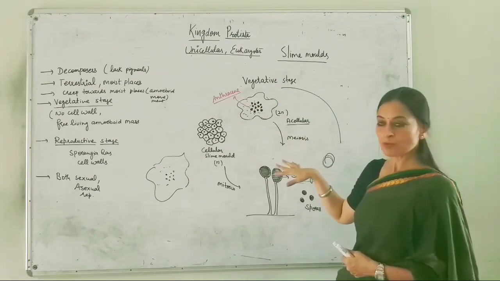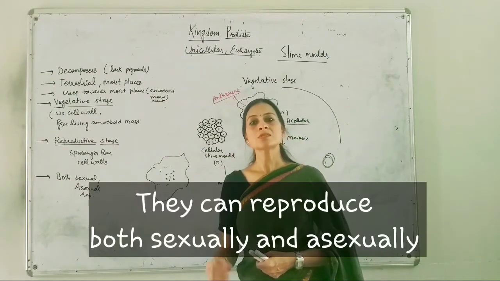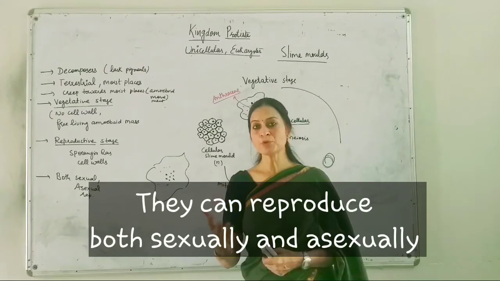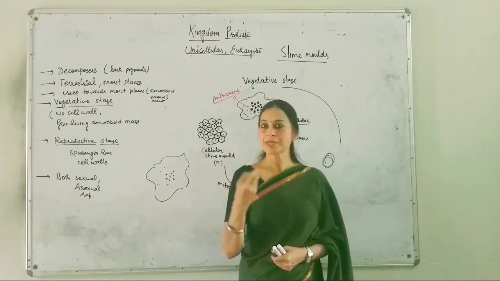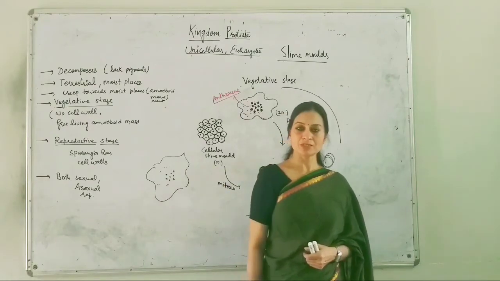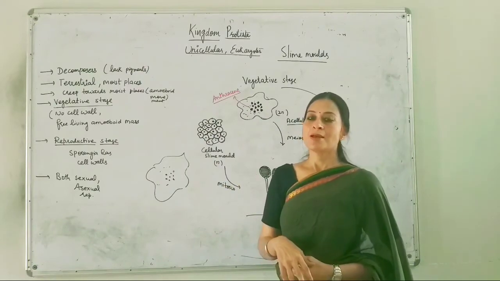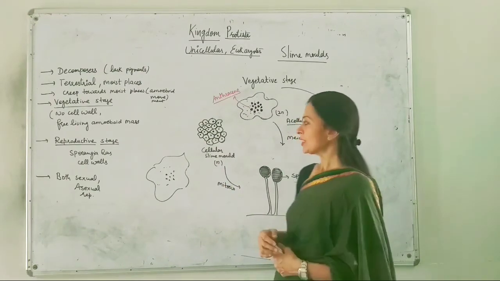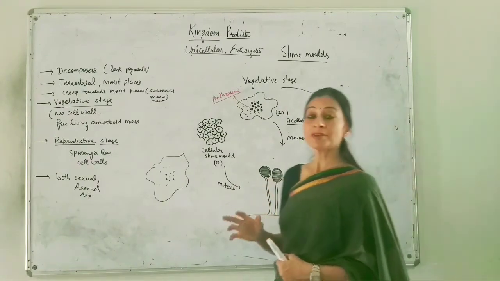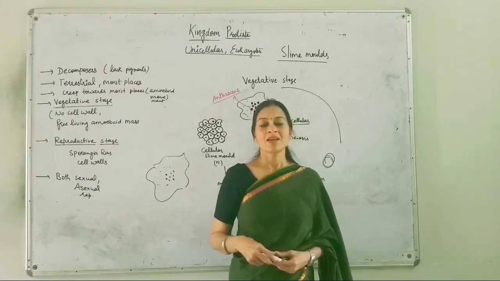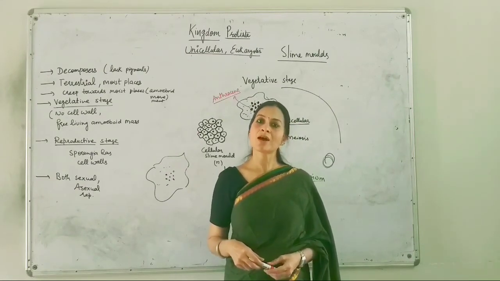This is the asexual type of life cycle, but they also reproduce by the sexual mode. So both types of reproduction are reported in these slime molds. They can reproduce both by sexual and asexual means. And they are heterotrophic, saprotrophic in nature. So these are the specific features that we have covered in slime molds, and I hope the features of the slime molds are clear to you.